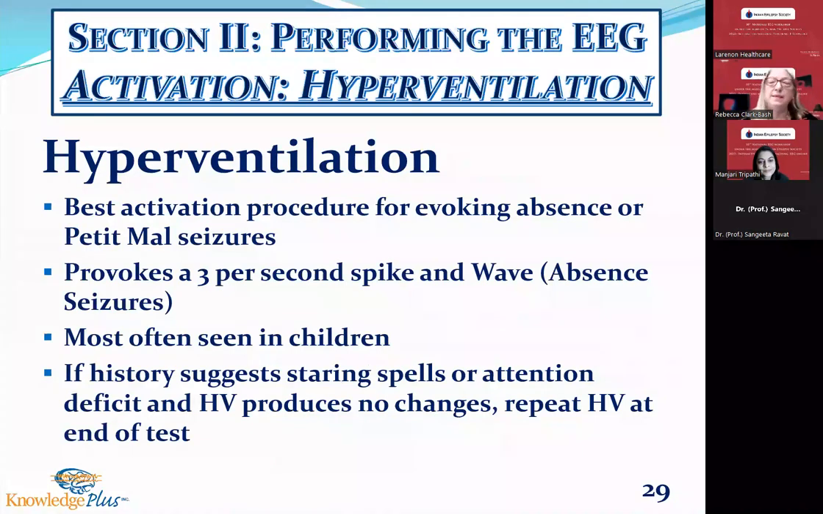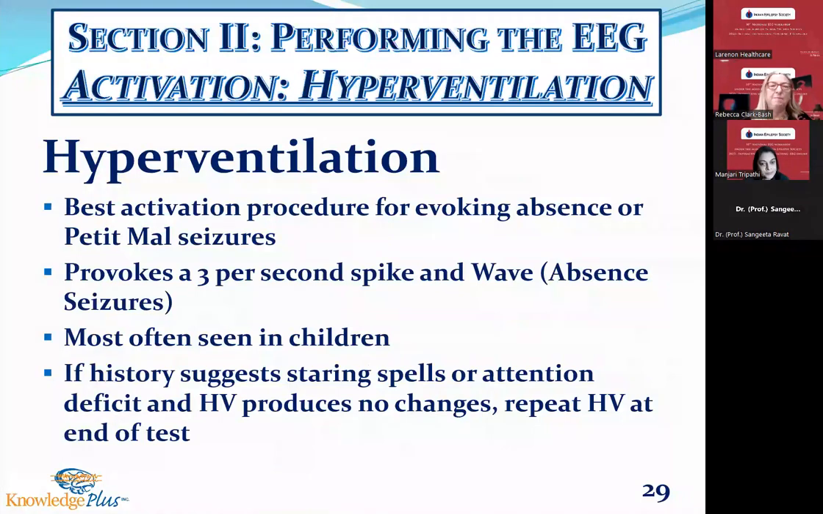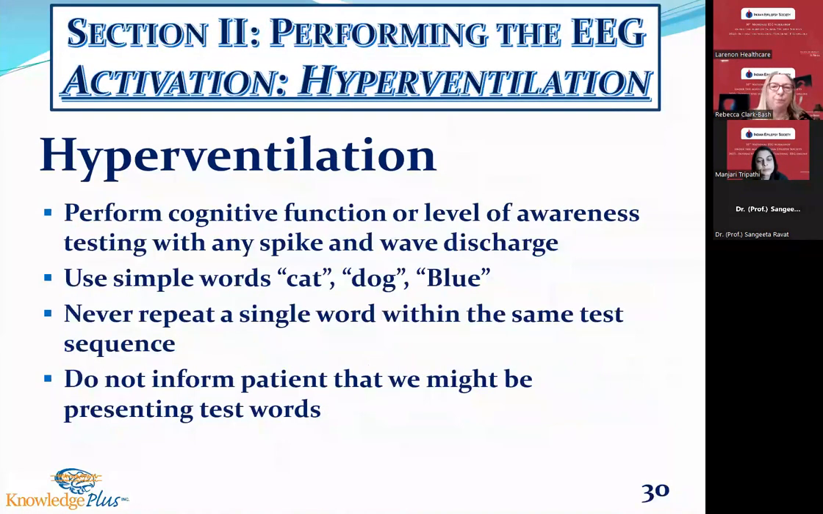Of course, this is the best activation procedure for absence epilepsy, and it provokes a classic 3 per second spike and wave, which we'll look at in just a second. It's most often seen in children. If the history suggests staring spells, attention deficit, and HV produces no changes, I'm going to repeat HV for 5 minutes at the end of the recording.